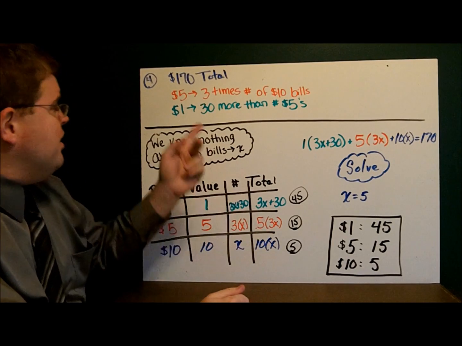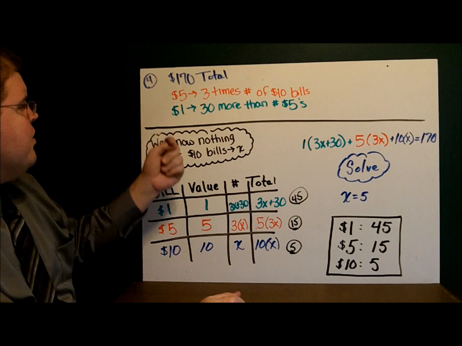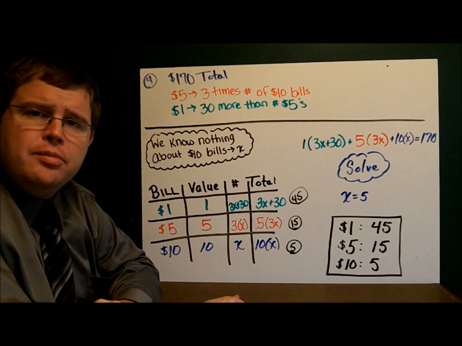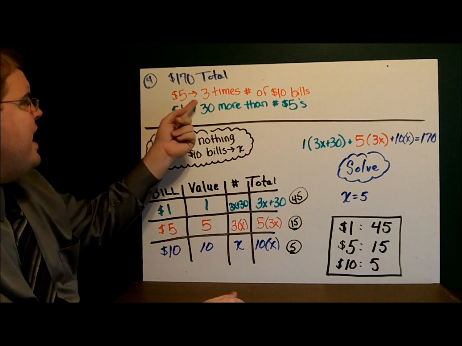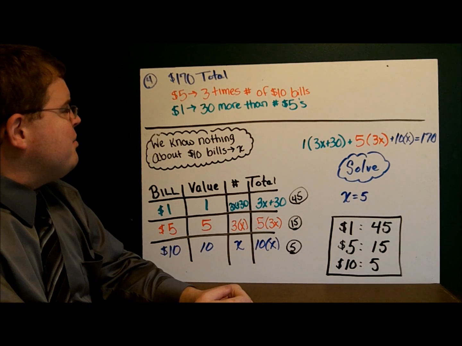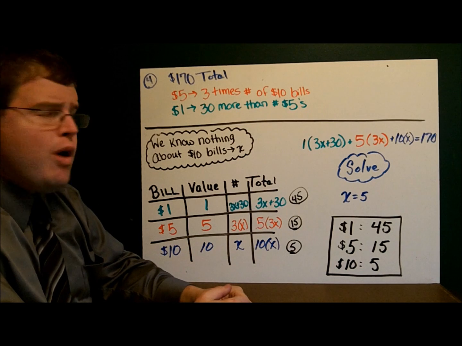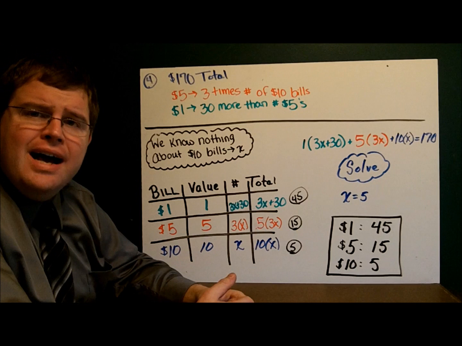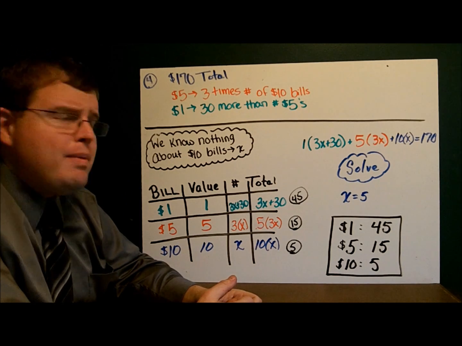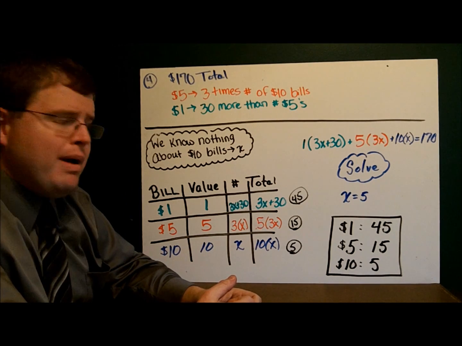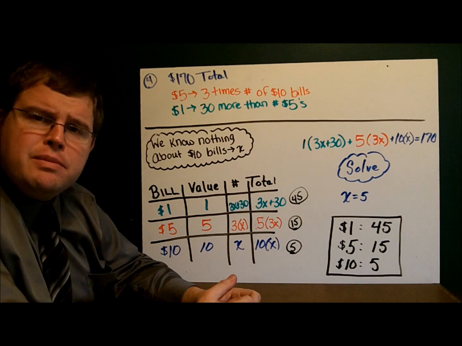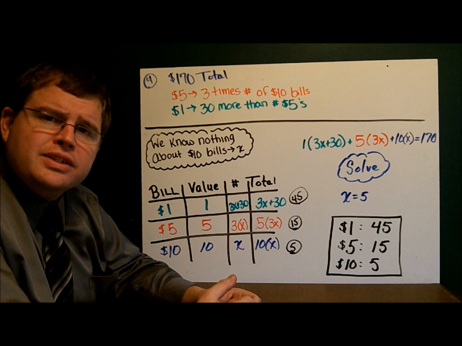Please pause here. Okay, let's see how you did. We have $170. We have $1 bills, $5 bills, and $10 bills. And it says we have 3 times the number of $10 bills for our 5s, and with the 1s it says we have 30 more than the number of 5s. But you know what they didn't tell me anything about? They didn't tell me anything about the number of $10 bills. And so I guess I'm going to let X represent the number of $10 bills.